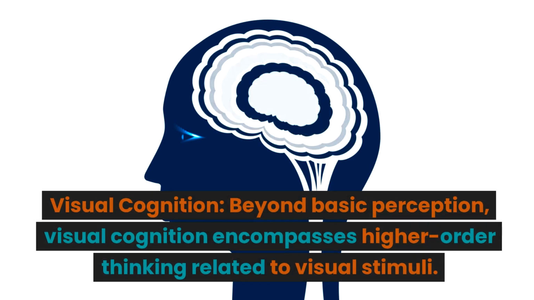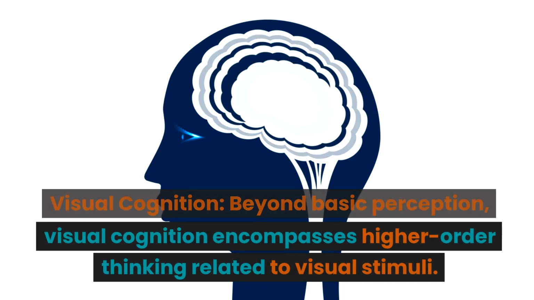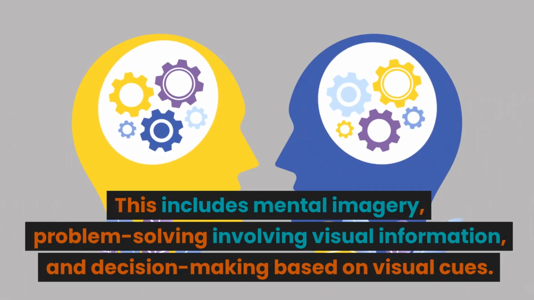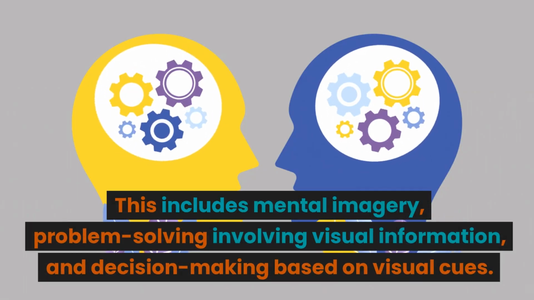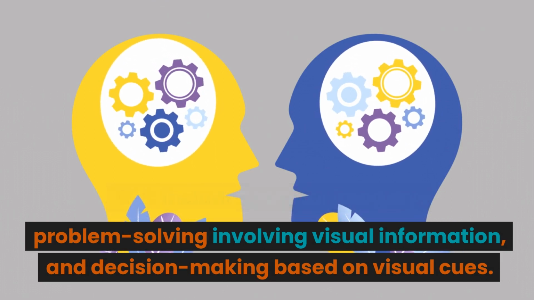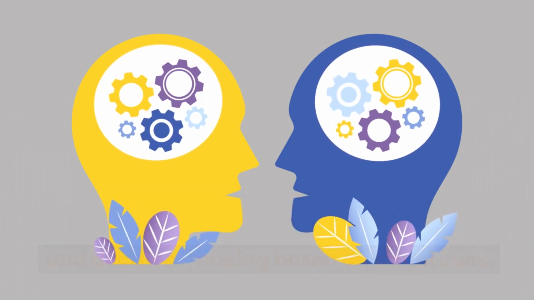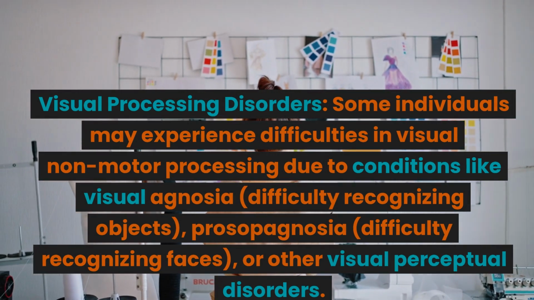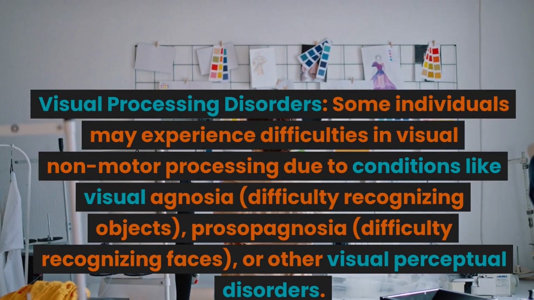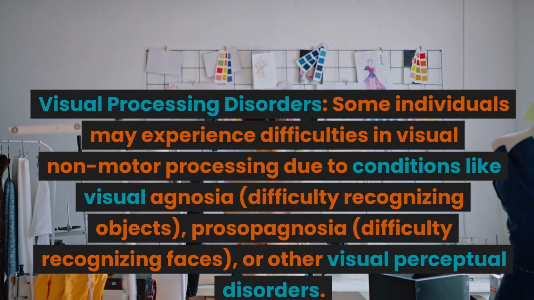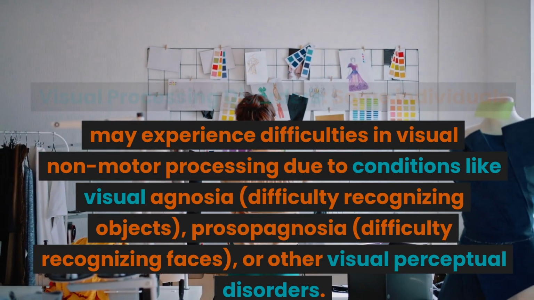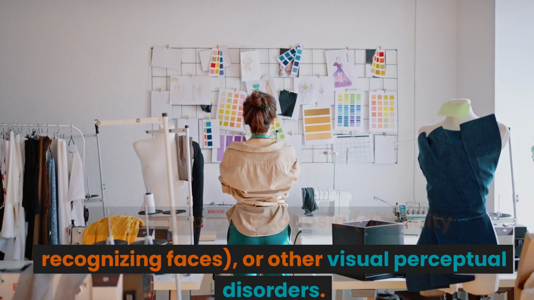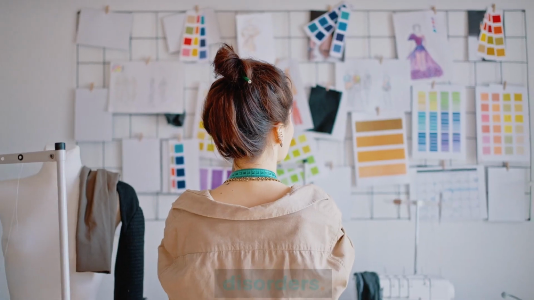Visual cognition. Beyond basic perception, visual cognition encompasses higher-order thinking related to visual stimuli. This includes mental imagery, problem-solving involving visual information, and decision-making based on visual cues. Visual processing disorders. Some individuals may experience difficulties in visual non-motor processing due to conditions like visual agnosia, difficulty recognizing objects, prosopagnosia, difficulty recognizing faces, or other visual perceptual disorders.